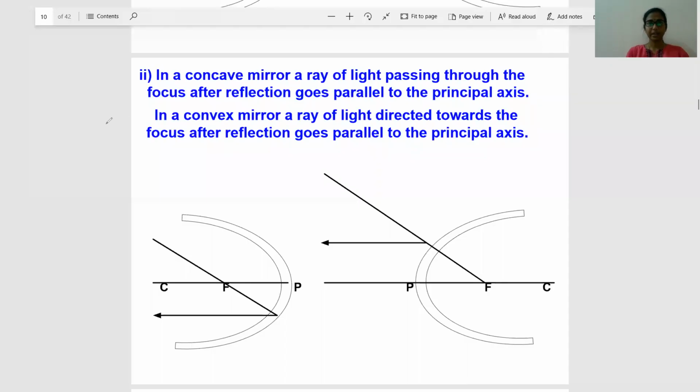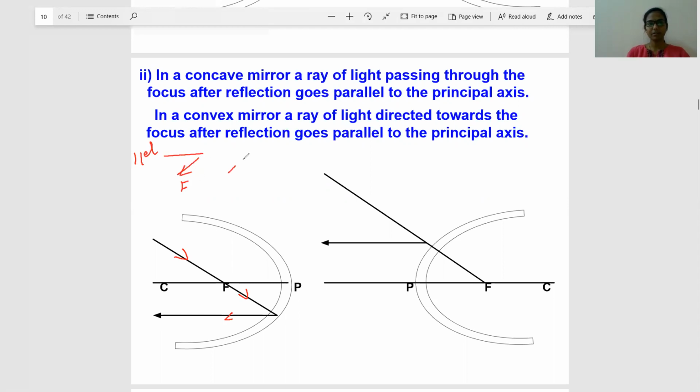The second ray rule is the ray which passes through the focus. That means a ray which is incident through the focus, after reflection, will pass parallel to the principal axis. It is exactly opposite to the first rule. In the first rule, we learned the ray which is coming parallel to the principal axis, after reflection passes through the focus.